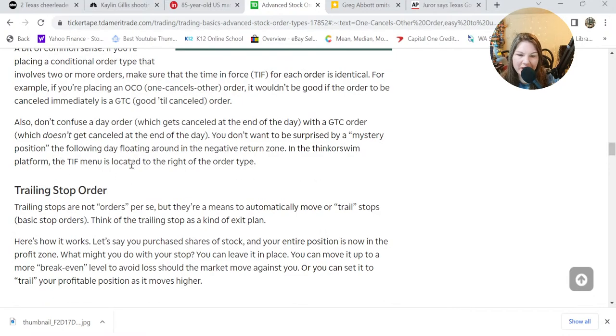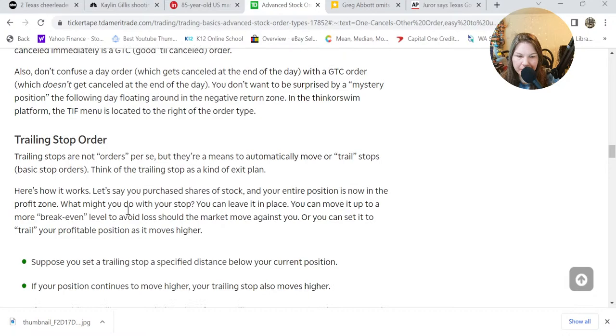In the thinkorswim platform, the TIF menu is located to the right of the order type. Okay. Trailing stops are not orders per se, but they're a means to automatically move or trail stops, like a basic stop order that we learned. Think of the trailing stop as kind of an exit plan. And we have entrance and exit plans in our risk management strategies, right, guys?